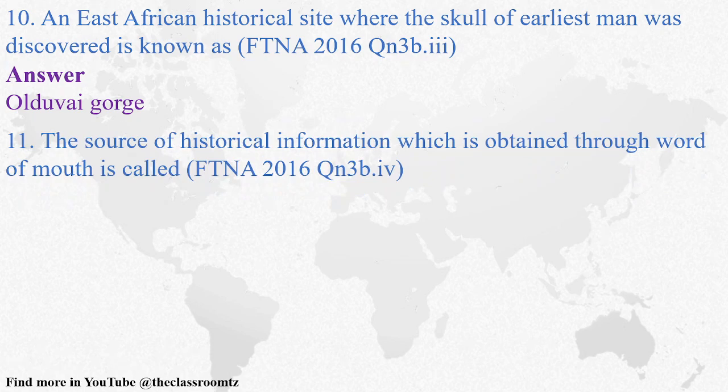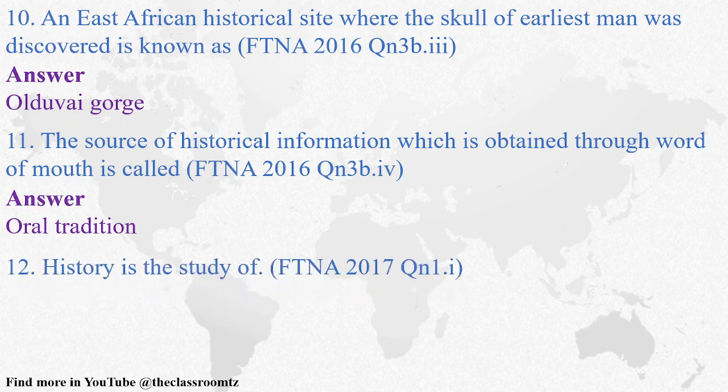The source of historical information which is obtained through words of mouth is called, again they repeated this, through words of mouth is called what? I'm sure you got it. That is oral tradition. Through words of mouth is called oral tradition. History, the study of, that was question number Roman 1. You don't need to define, just check the alternatives, then you select the answer. History is the study of. The answer was past events. History is all about studying past events.